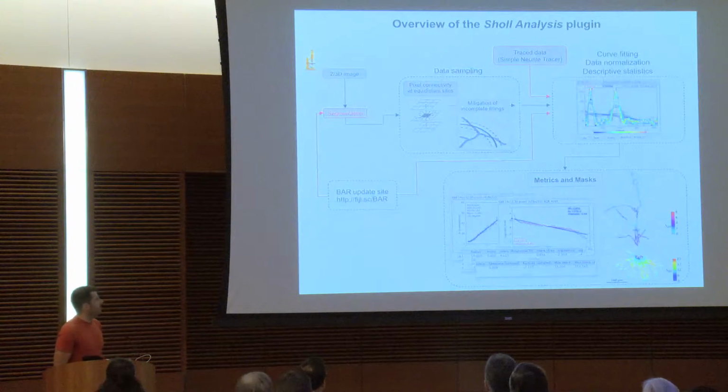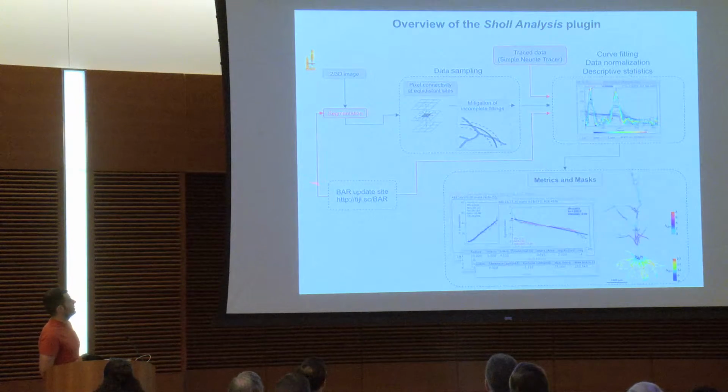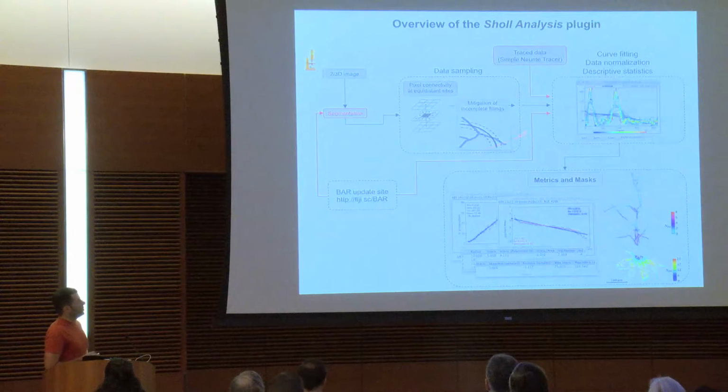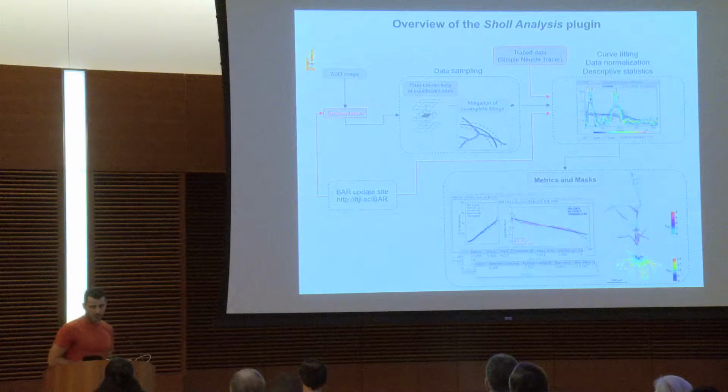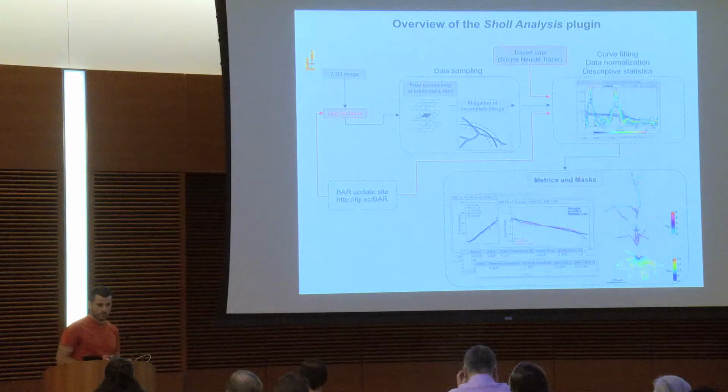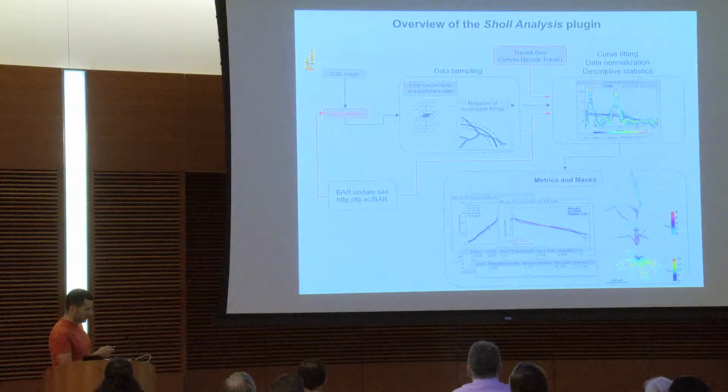So just to provide you an overview, the plugin is extremely simple. It takes an image, either a 2D or 3D image. The image needs to be segmented, and then the algorithm for sampling data is extremely simple. We are just monitoring pixel connectivity at equidistant sites. We do have a sophistication in it that allows us to mitigate incomplete fillings, which is the major problem when you're trying to reconstruct really thin neuronal processes in arbors that span several distances.